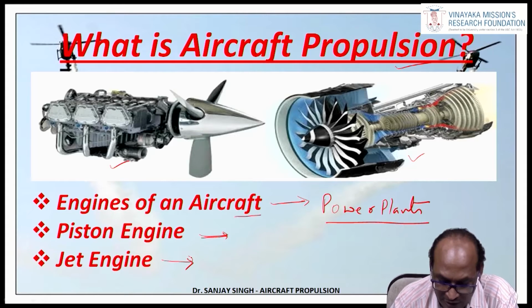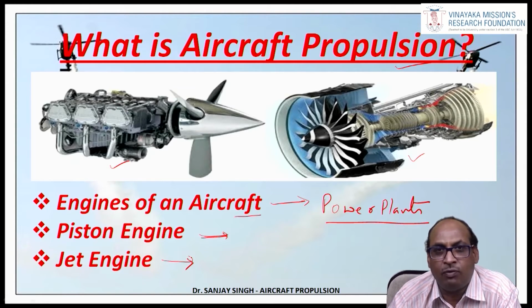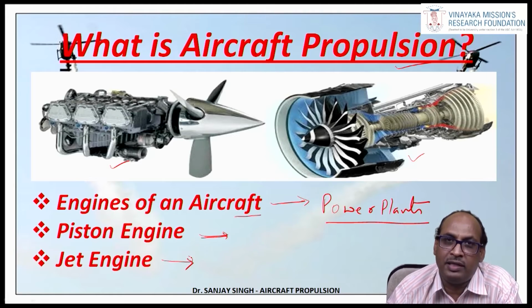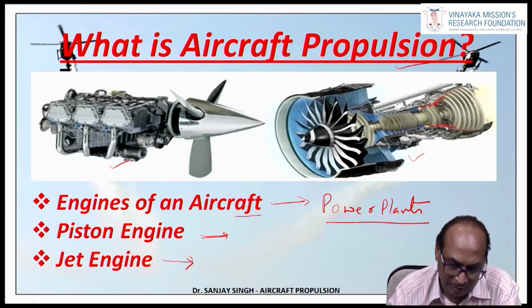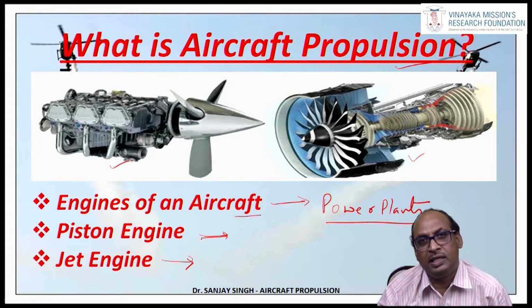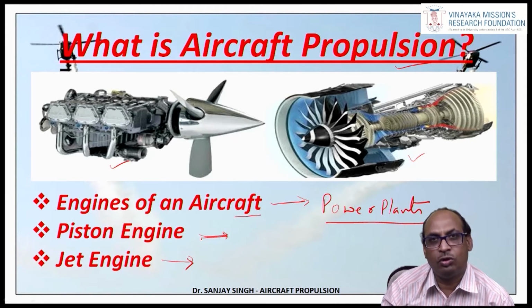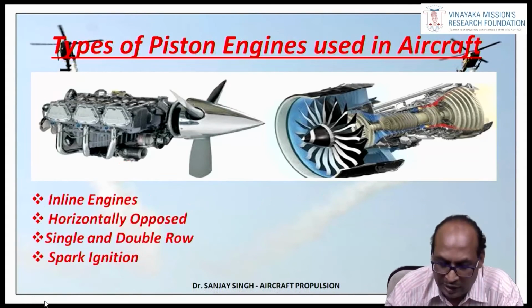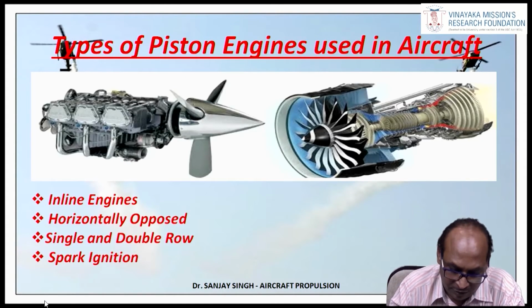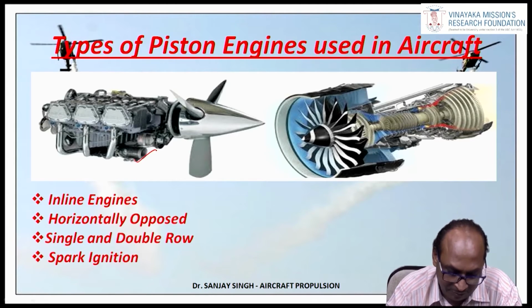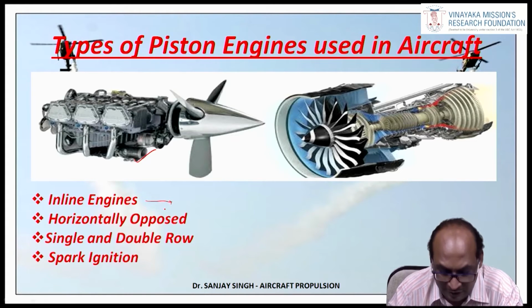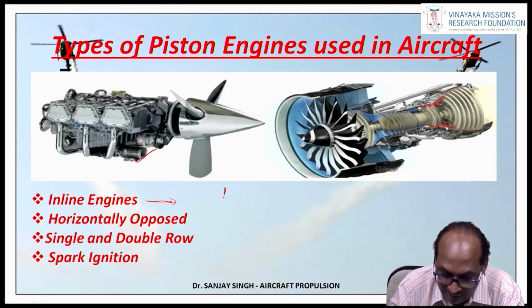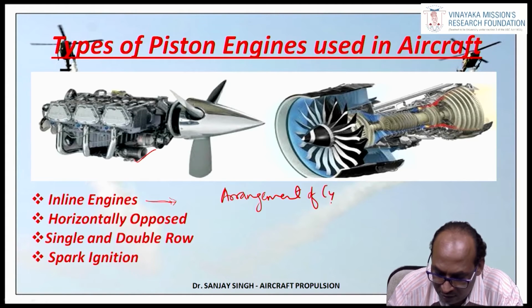Piston engines are used in small aircraft, especially for giving training for commercial pilot license. In that type of small aircraft a piston engine is used, but nowadays even turbine engines or jet engines are also used. So, types of piston engine used in aircraft. You can see this piston engine here. Actually the piston engines are inline engines. This classification is done on the basis of the arrangement of cylinders.